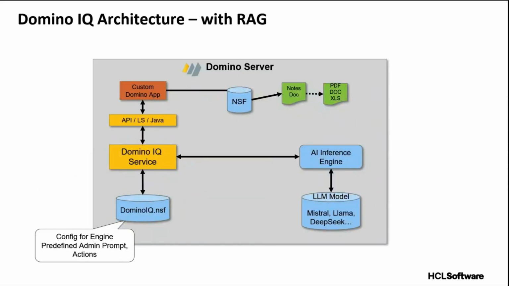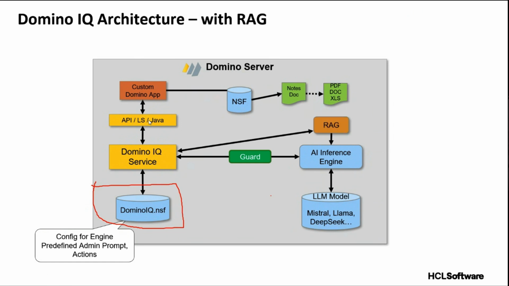So let's talk about our architecture here. This is the architecture we already have as part of 14.5, where we introduced Domino IQ. You have a config engine, which is nothing but a database here, which we call the Domino IQ .nsf database, which has to be configured. You have to predefine different kinds of admin prompts and actions which it has to perform. Apart from that, it is important to understand the remaining components which we have introduced, right? So there is a guard model which we have introduced, which I talked about.